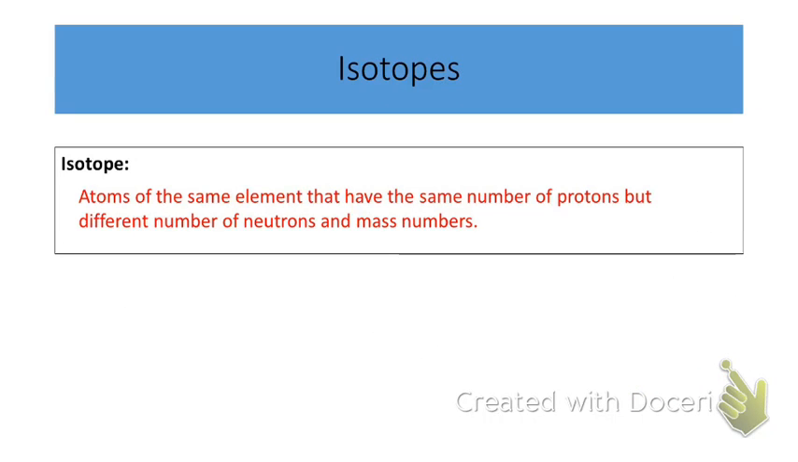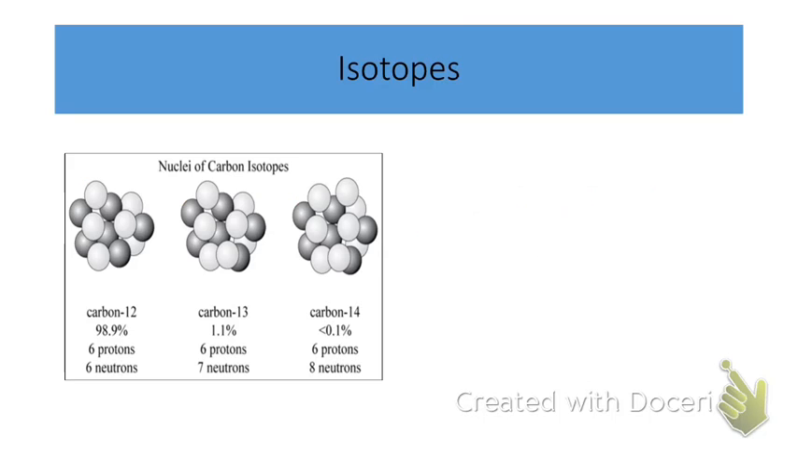By definition, atoms of the same element that have the same number of protons but differ in number of neutrons and mass numbers are isotopes. All right? So again, atoms of the same element that have the same number of protons but different numbers of neutrons and mass numbers are considered isotopes of each other. Important definition to understand. So let's look at this.